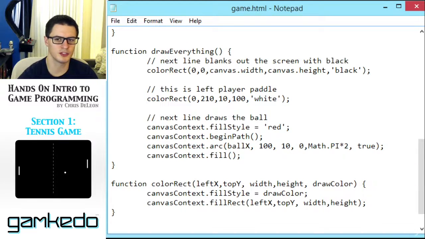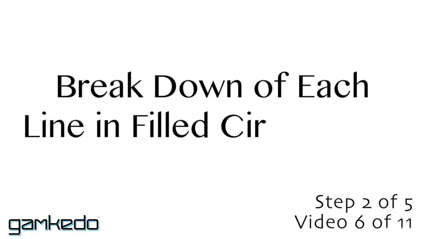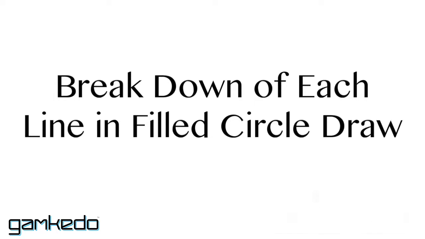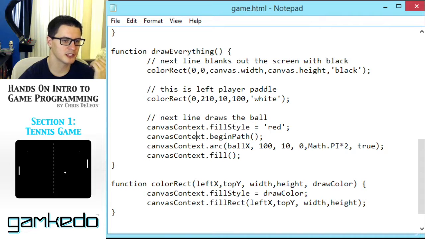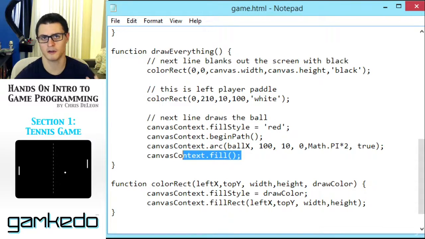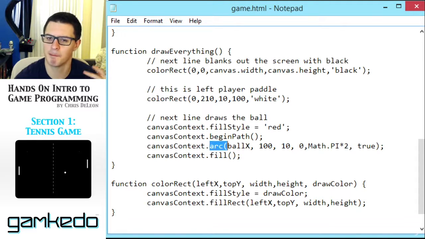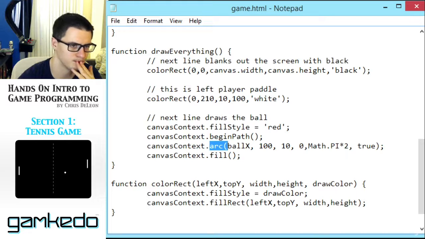Let's walk through what this is doing down here. Fill style, you know what that is. You recognize that from the rectangle code. Begin path is important because the way that we're going to fill this in is by calling fill at the end. There's no arc fill in the same way there's a rect fill. An arc is really meant for drawing sort of a filled in chord of a circle, in which it accepts a few different arguments.